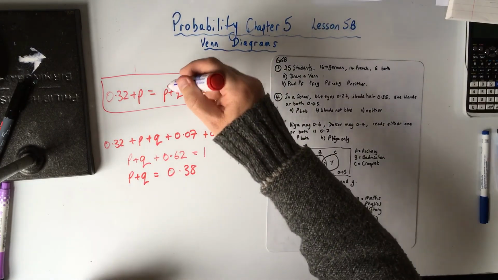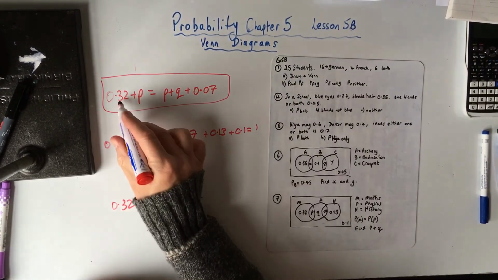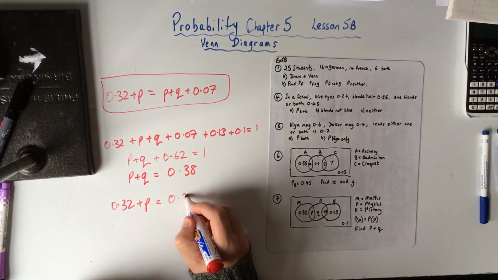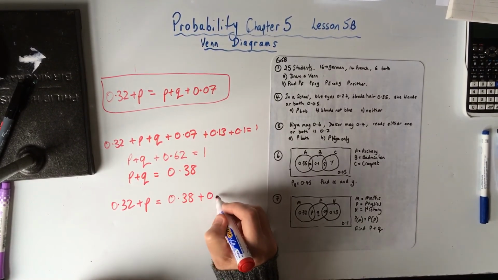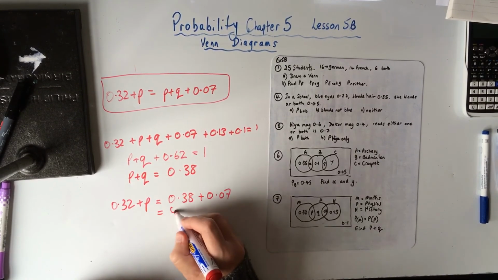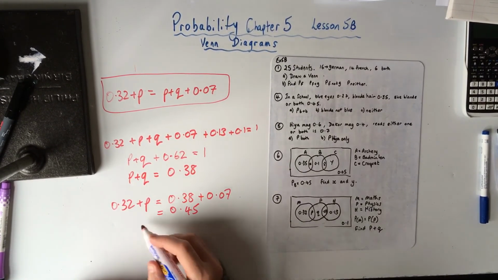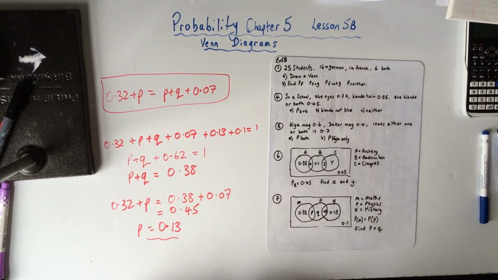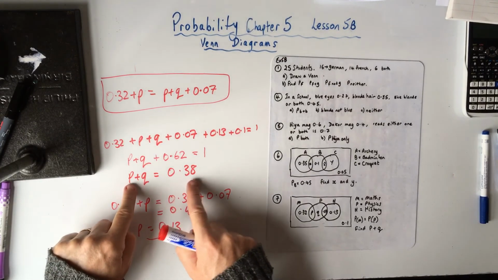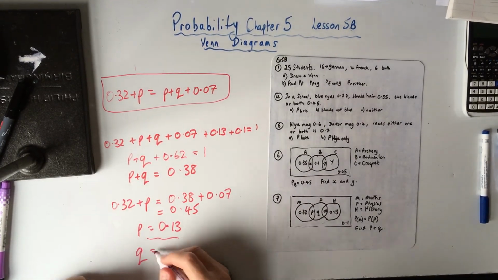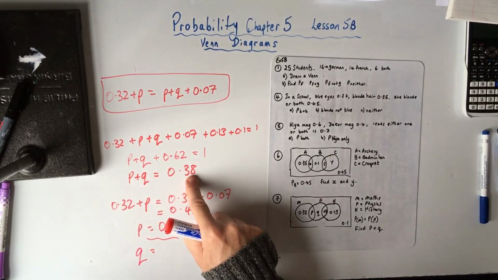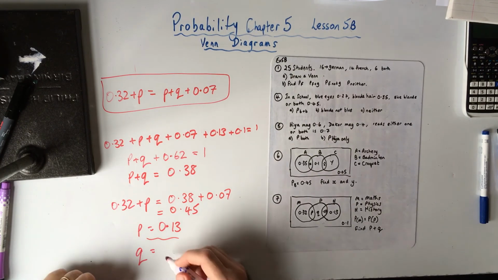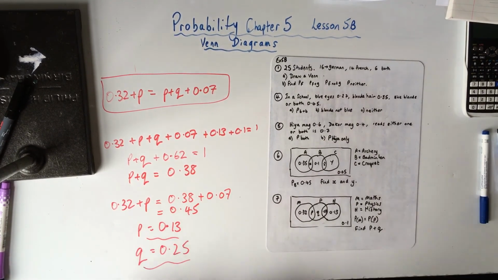So now you've got p plus q is 0.38. So 0.32, plus p, is equal to p plus q, which is 0.38, plus 0.07, and that is equal to 0.45. So p is equal to 0.13, I make it. Okay, and p plus q is 0.38, so q is equal to, take 13 off that, so 25, 0.25. There you go, easy.